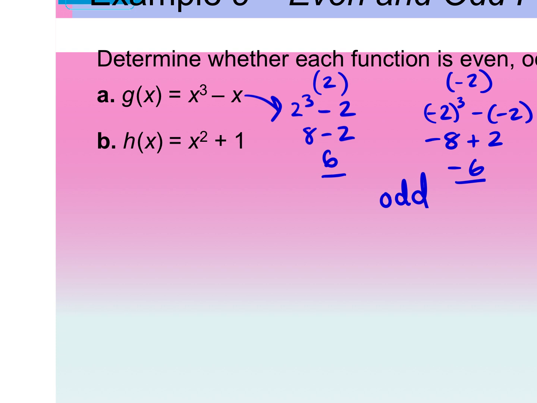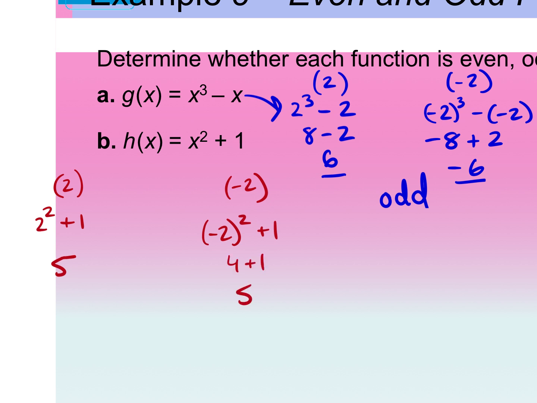Let's do the same thing for B. So again, I'm going to plug in 2 and negative 2. So we have 2 squared plus 1. 2 squared is 4, plus 1 would be 5. When we plug in negative 2, we have negative 2 squared plus 1. Negative 2 squared is 4, plus 1 is 5. So is our function here even, odd, or neither? Even. We got the same answers, so our function's even.